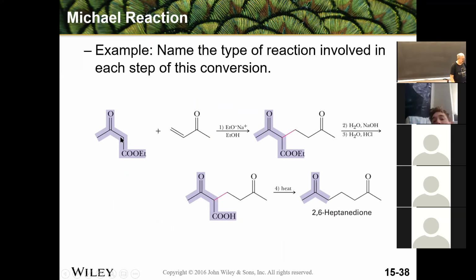So this is a Michael addition, and this first product involves a beta ketoester. We have to split the ester into the carboxylic acid and alcohol before we can decarboxylate it. So the base will hydrolyze this, and then adding strong acid will protonate the carboxylic acid, which will give us this. If we heat this, we'll lose carbon dioxide, and we get this 2,6-heptanedione.